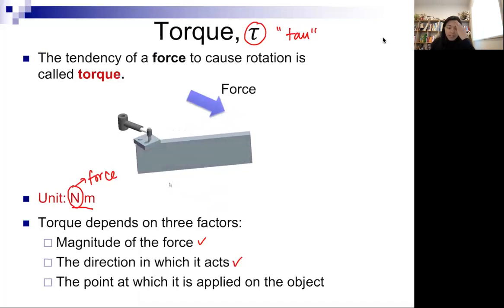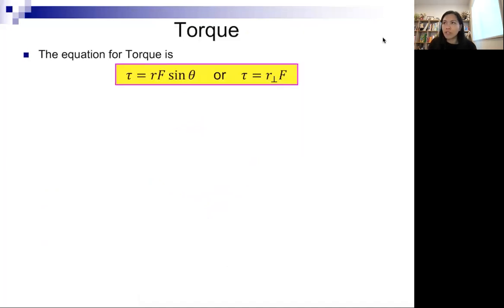Okay, so putting these three factors that affect torque together, we can come up with the equation for the torque, which says that the torque is equal to r F sine theta. F is the force measured in newtons. As we've seen earlier, the torque, and therefore the rotation, depends on the force, how hard you push or pull on the object to cause it to rotate.